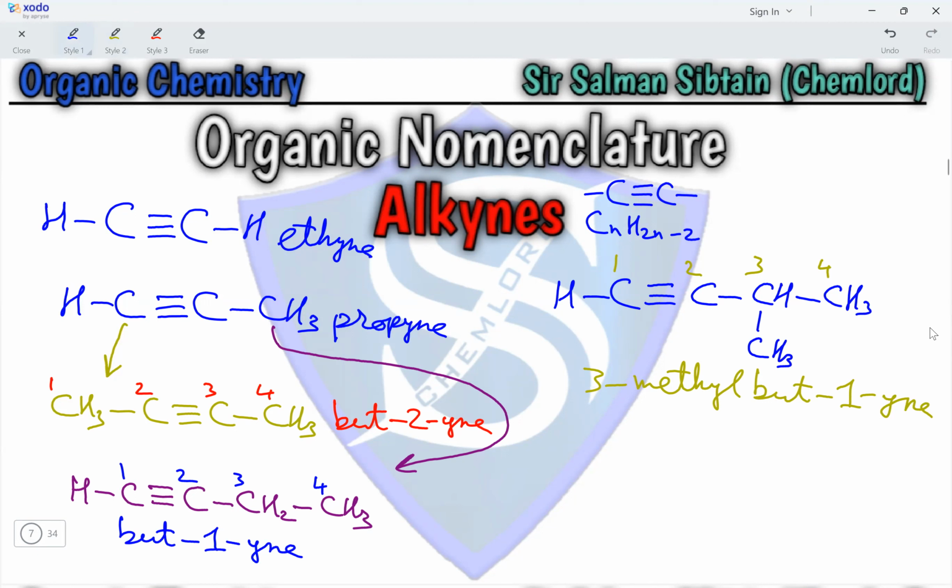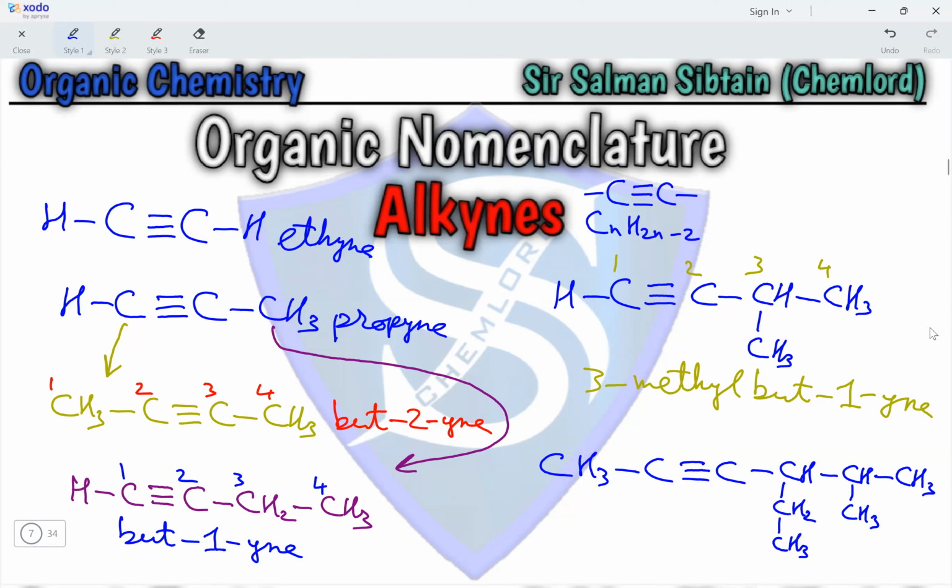Another compound having a triple bond would be CH3, C triple bond C, then we've got a CH, then we've got a CH, and lastly a CH3. So this compound would have 1, 2, 3, 4, 5, 6 carbon atoms. It would be hexyne. However, since we've got two substitute groups present, if we introduce the substitute group as CH2 and CH3 on this position and a CH3 here.